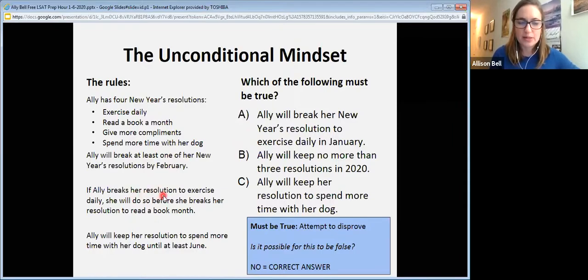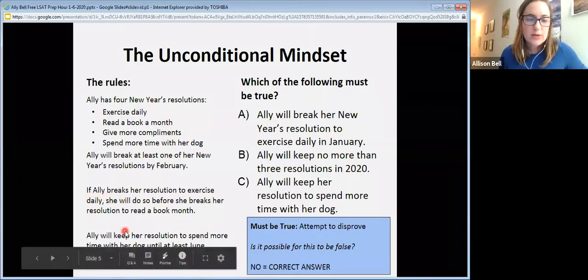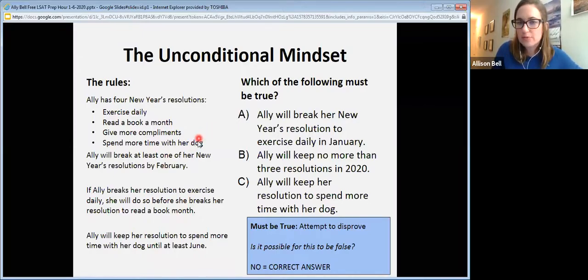I also see if Allie breaks her resolution to exercise daily, she will do so before she breaks her resolution to read a book a month. But that's a hypothetical. The if there indicates I don't actually know if I'm going to break my resolution to exercise daily at all. And then the final one is just about keeping my resolution to spend time with my dog until June. So even with all of these rules put together, it's still possible for me to break a different resolution in January. It's not going to be the one about my dog, but maybe I'll break the one about giving more compliments or reading a book per month. So because I could see a way where this is false, where I don't break my resolution to exercise daily in January, I'm going to cross it off. It does not have to be true.